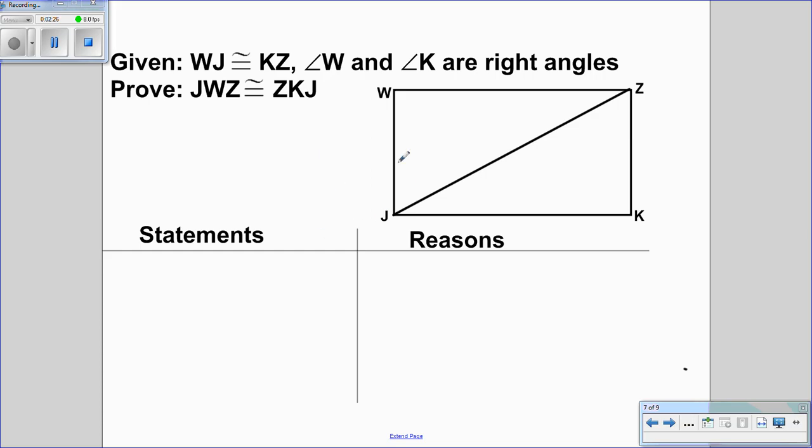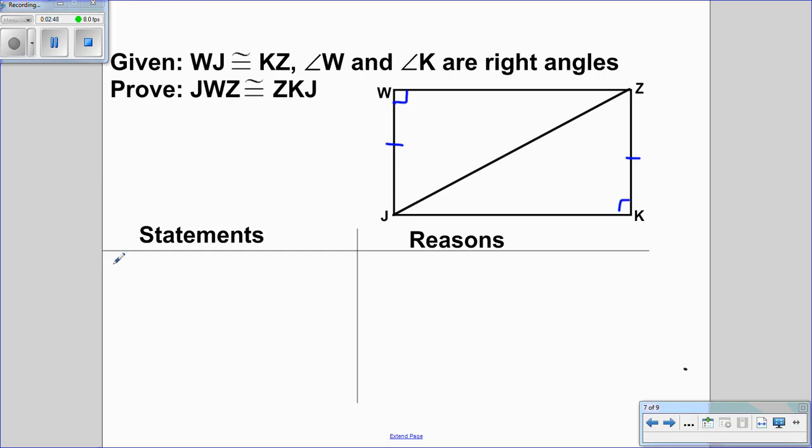All right, let's kind of put this all together and do a two-column proof here. So what we're given is WJ is congruent to KZ, and angle W and angle K are right angles. So let me put right angle boxes in there. Okay, and we're going to try to prove that these two triangles are congruent.